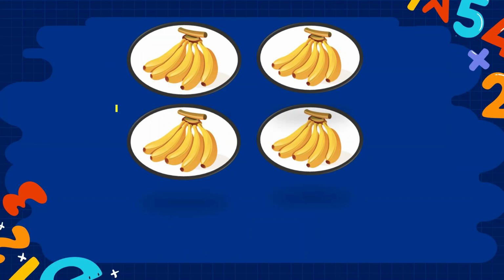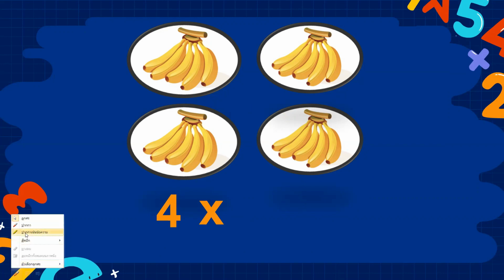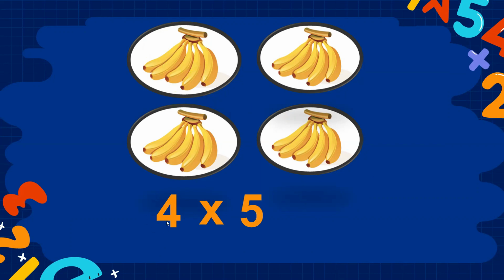Okay, so we have 1, 2, 3, 4 groups. How many bananas in each group? Can you count with me? We have 1, 2, 3, 4, 5. So 5 bananas in each group. So we have 5. So 4 times 5 is equal to 20.